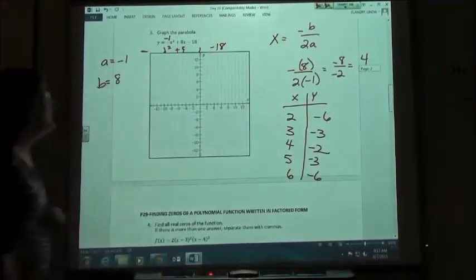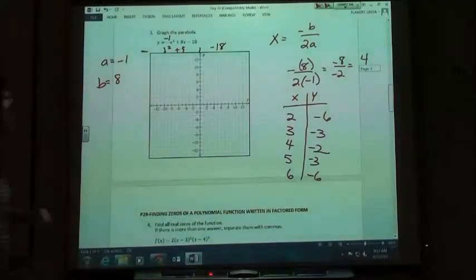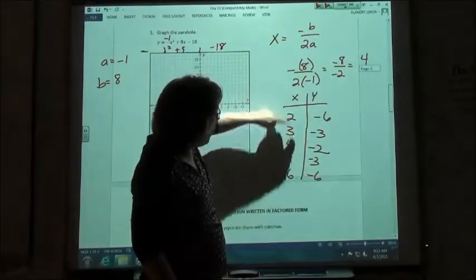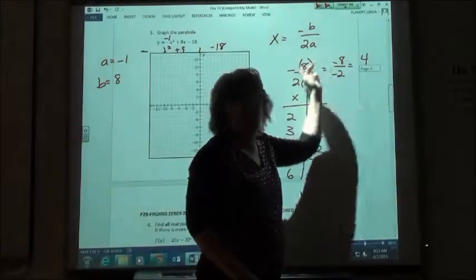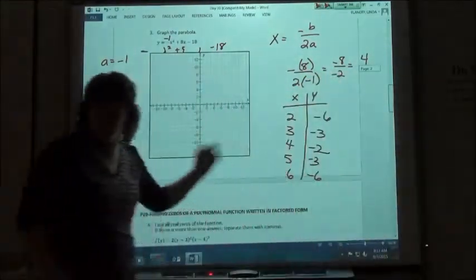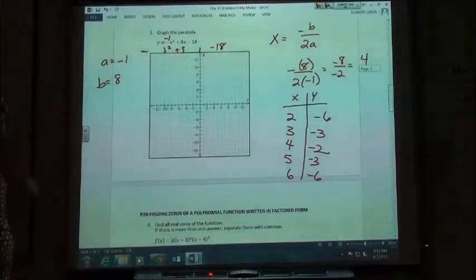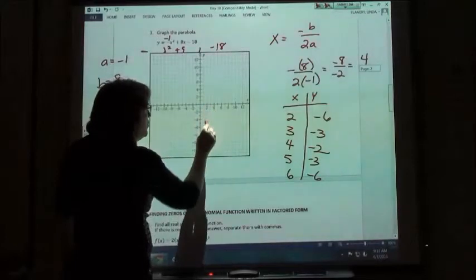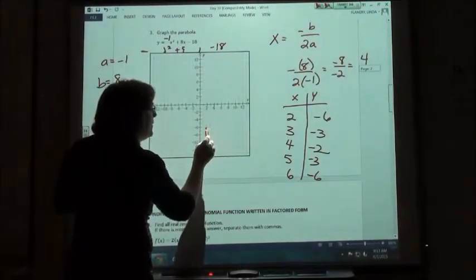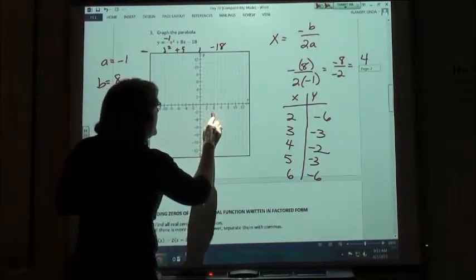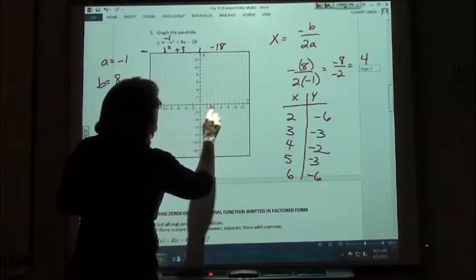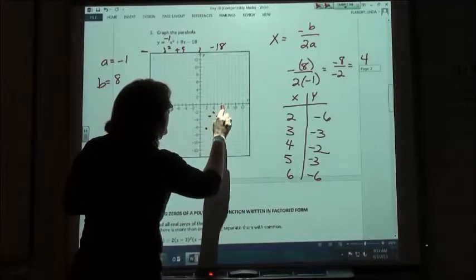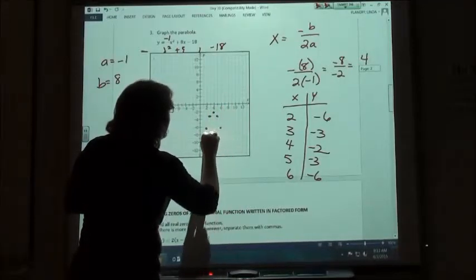All right. So if your numbers aren't coming up right, either you punched something in wrong, or maybe you made a mistake up here in your calculation and you have the wrong middle number. But otherwise, if they're coming up and they're matching up, then you should be good. 2, negative 6. 3 is at negative 3. 4 is at negative 2. 5 is at negative 3. And 6 is at negative 6.